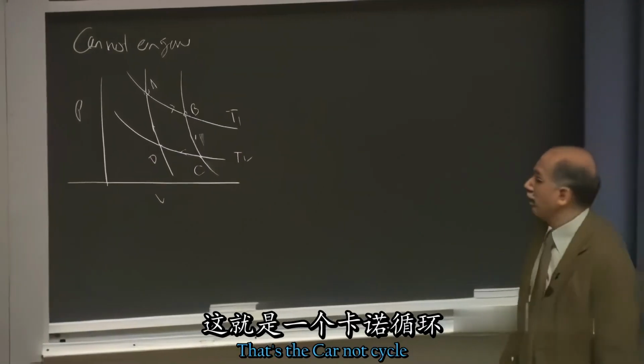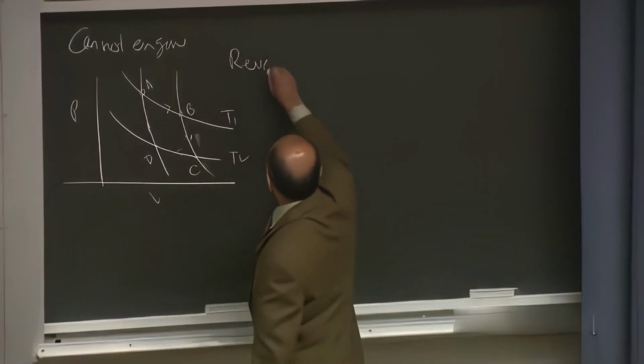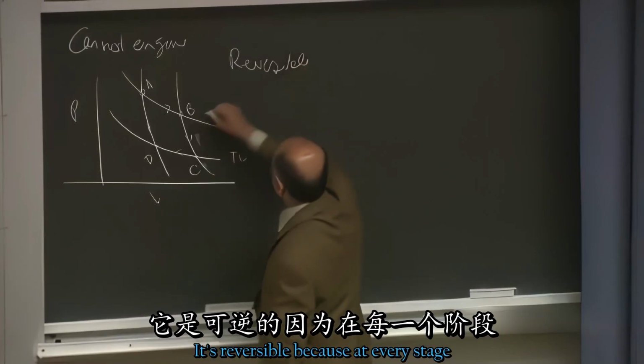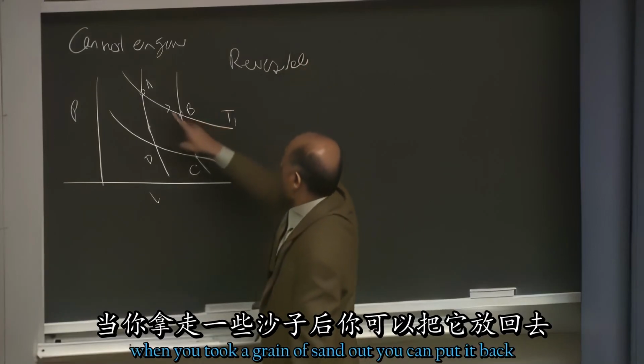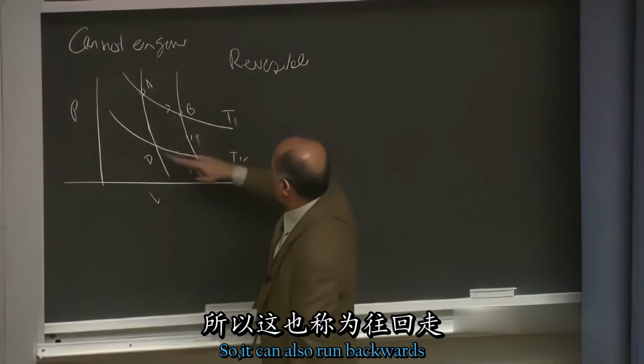That's the Carnot cycle. And the important part of the Carnot cycle is that it's reversible. It's reversible because at every stage, when you took a grain of sand out, you can put it back and you can run it backwards. So it can also run backwards.